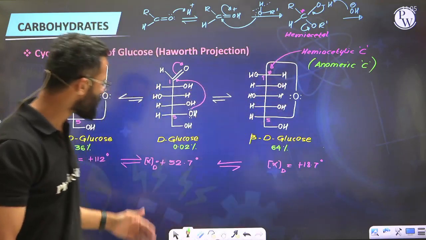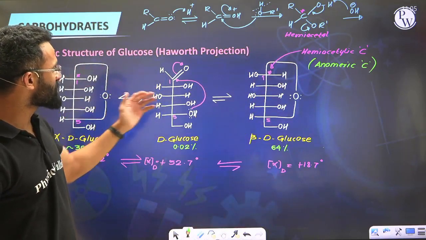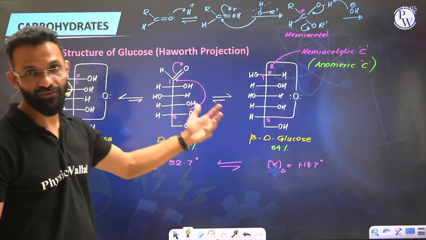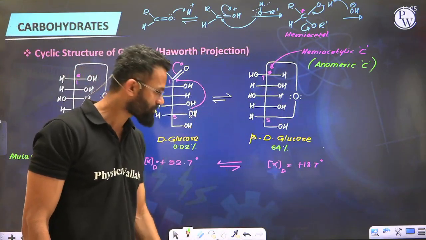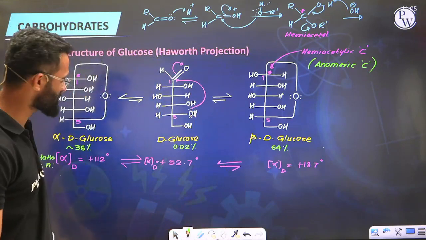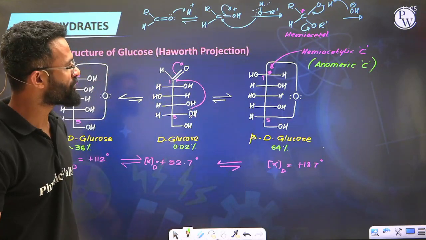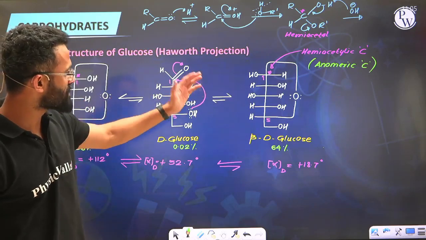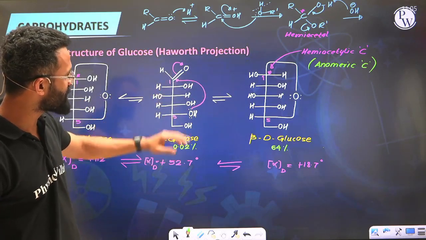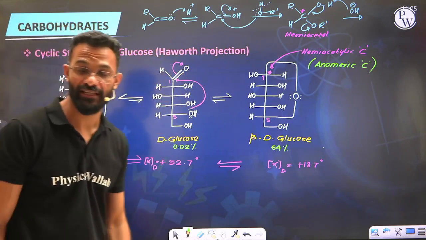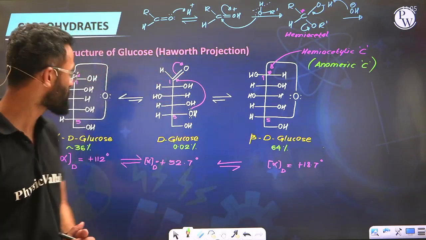We saw how open chain structure exists in equilibrium with closed chain structure, which exists in the major proportion, and then we also learned a term called mutarotation. Well guys, now if you look at this closed chain structure, it can be represented in its Haworth projection. Let's try and understand what that Haworth projection is.